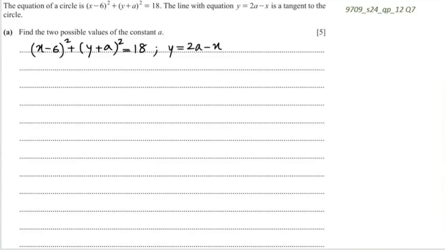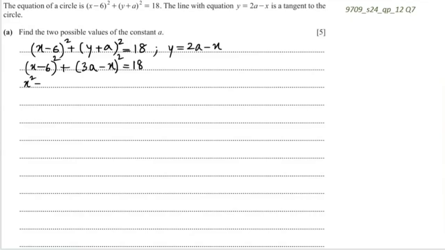But this time I can just substitute the line into the given equation. So let's do that. This will be (x minus 6) whole squared plus, in place of y, 2a minus x. So 2a and a will become 3a minus x, whole squared. But there's some work required. I cannot go with the idea of discriminant until my expression is fully simplified, expanded. So let's expand the expression.